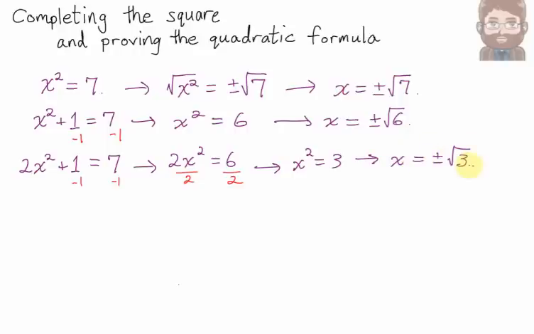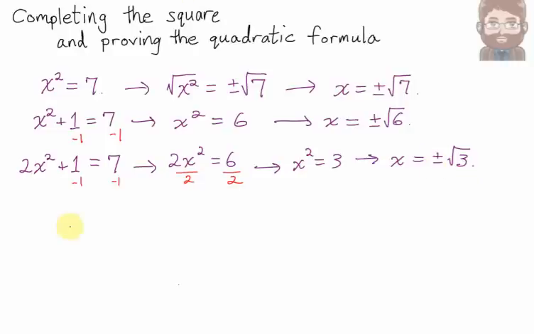In each of these examples, our goal was to come up with an equation where a perfect square equals something. Then we just take the square root of both sides. Don't forget that plus or minus, and we have our solution.